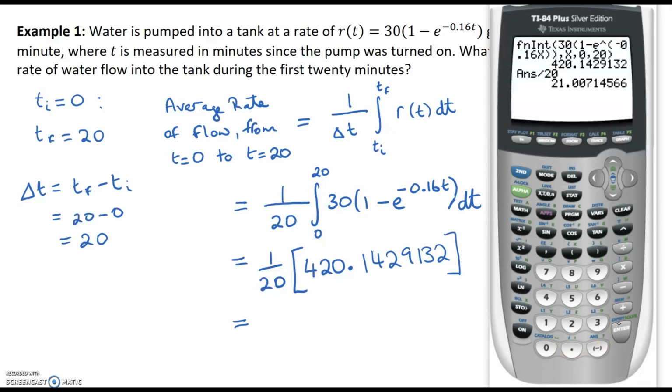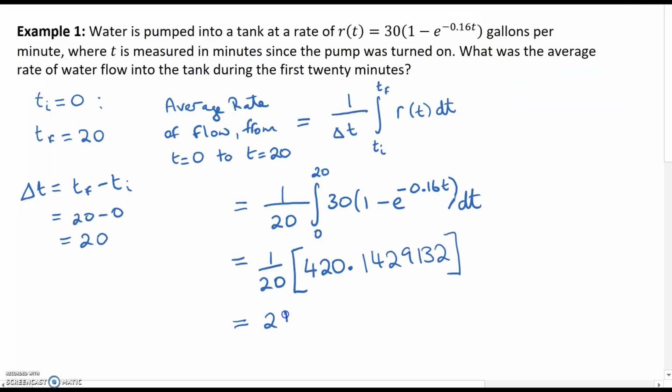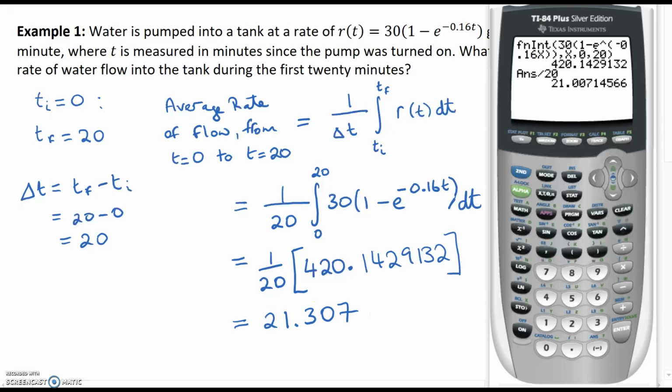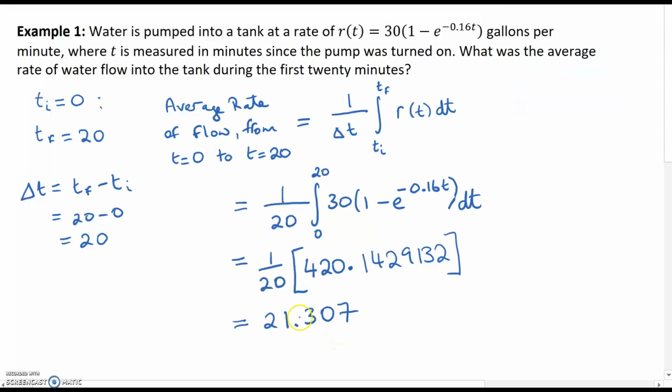Take that and divide it by 20, and you find out that it's 21.007, correct to 3 decimal places. Now it's an average rate, so it's going to have the same unit as the original rate. So it's going to be gallons per minute. If we go back and read the question, it's going to be 21.007 gallons per minute.